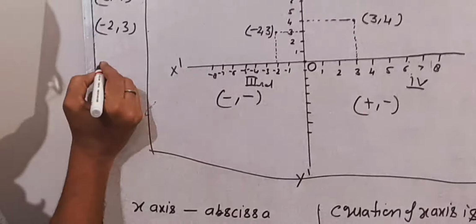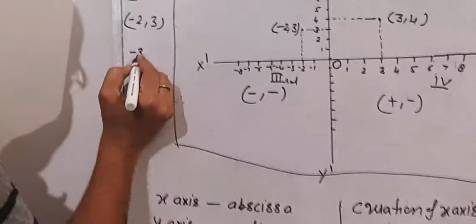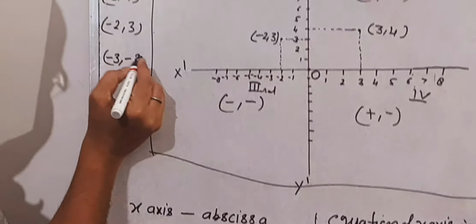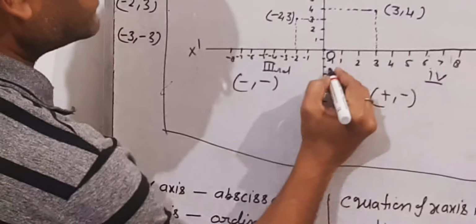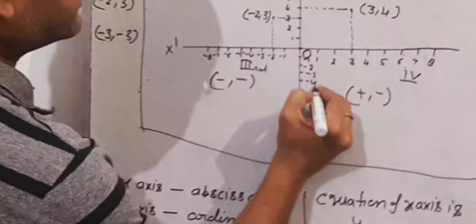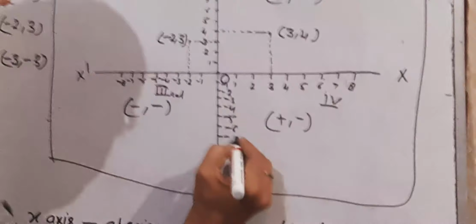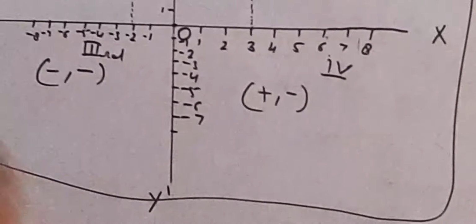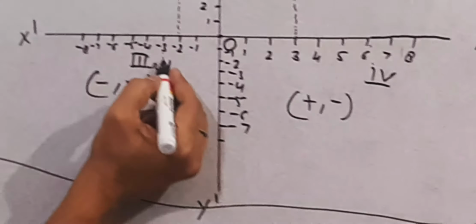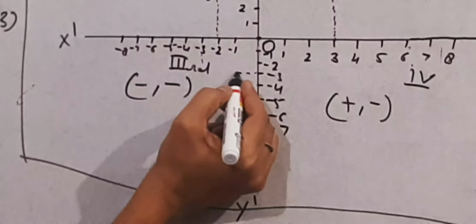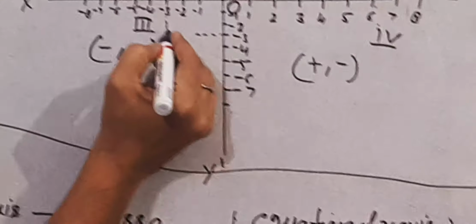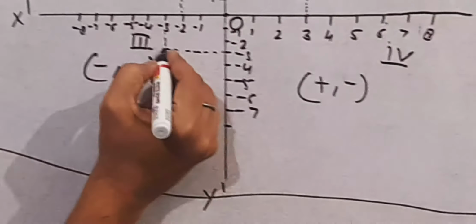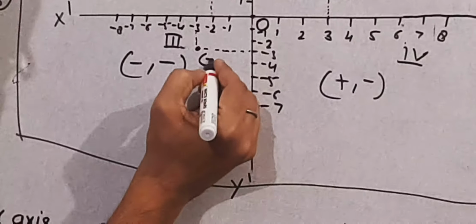Now suppose that the point is (-3, -3). Here, minus 1, minus 2, minus 3 on the x-axis, and that is also minus 3 on the y-axis. This point will be (-3, -3). Understood?